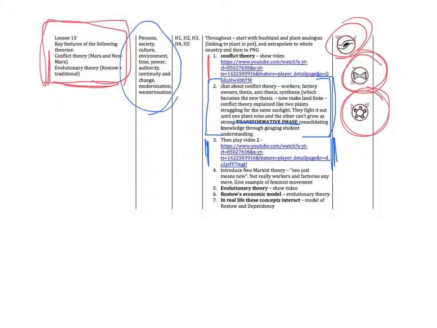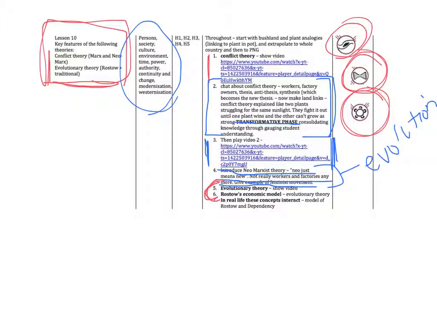We're also going to talk about this as a neo-Marxist theory. So neo just means new. It's not really workers and factories anymore. And then we can give examples of things like the feminist movement. So we're going to talk about the evolution of that theory into modern times, which leads us into evolutionary theory and Rostow's economic model.